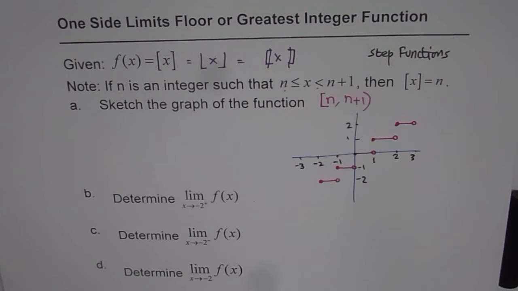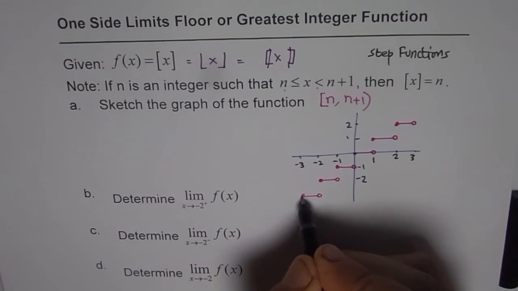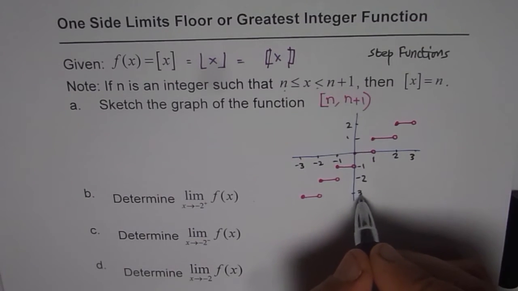So that is a sketch of your greatest integer function. Here's a quick reminder. If you want to know more about it, look into my video which explains the greatest integer function with a few examples. Now let's talk about limits. First one is to determine the limit of this greatest integer function as x approaches minus 2 from the positive side, the right side. Since we are talking about minus 2, let me extend this graph, so we have 3 also.